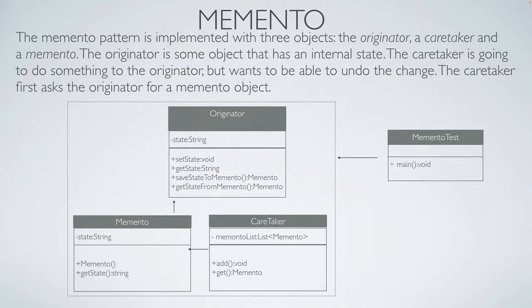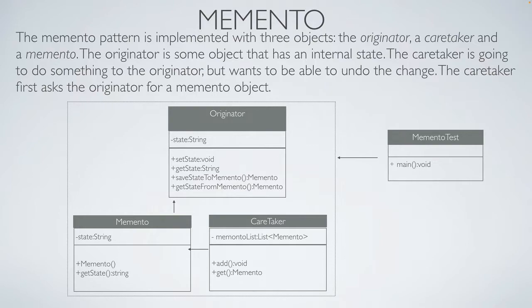This pattern is used to restore the state of an object to a previous state. This falls under the behavioral pattern category. Let's take an example where we will have three objects: caretaker, memento, and originator. The originator will have a state with getter and setter methods, and it will have two methods to save the state to the memento and get the state from the memento.